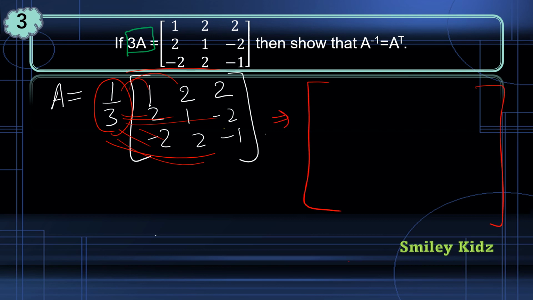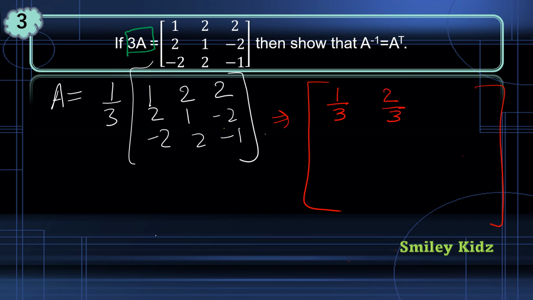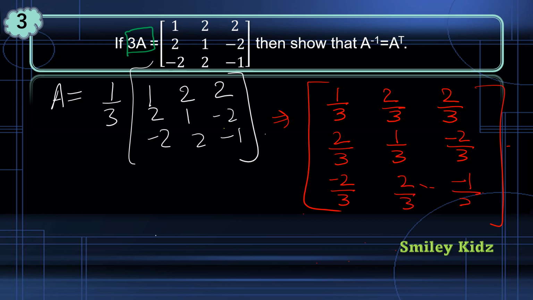Now, that is going to be over here. Let's build a big matrix. That is 1 by 3. 1 by 3 into 1 is 1 by 3. Now 1 by 3 into 2 is 2 by 3. 1 by 3 into 2, 2 by 3. Then again 2 by 3. Then 1 by 3. Then minus 2 by 3. Then we have minus 2 by 3, 2 by 3, and minus 1 by 3. This is our matrix right over here.